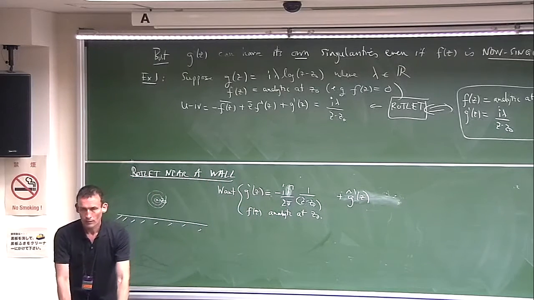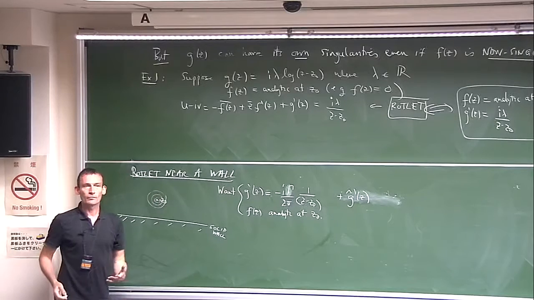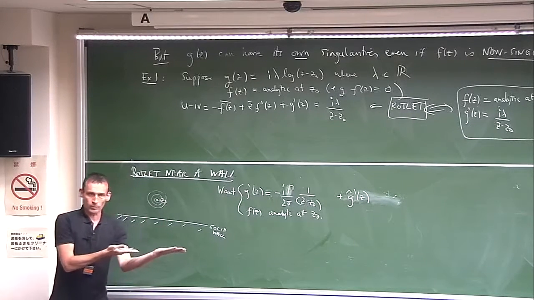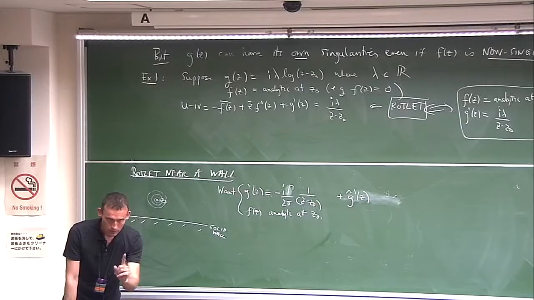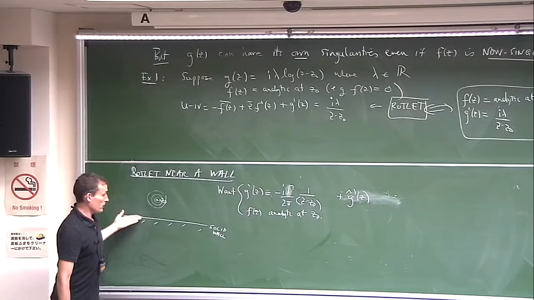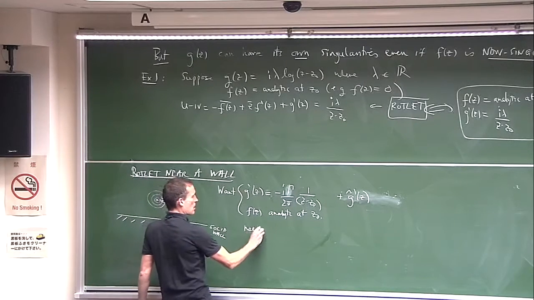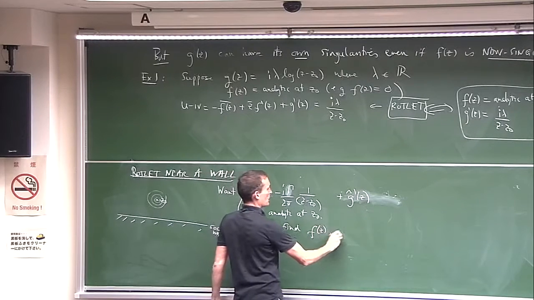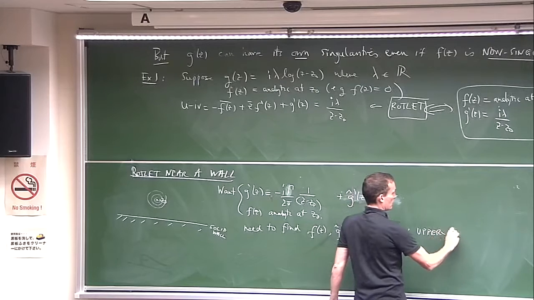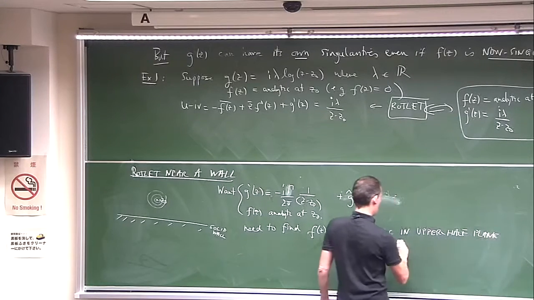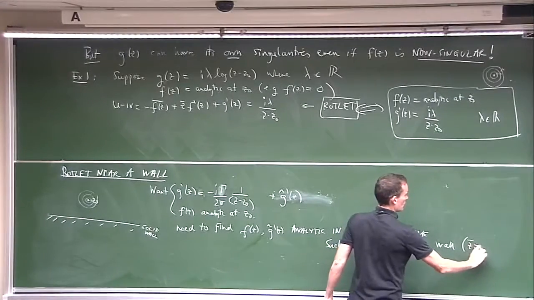But what's the boundary condition? This is a solid wall. Well, remember, if this was a point vortex problem in ideal flow, we just insist that there's no flow through the wall. But it's a viscous fluid now, which means it's an impermeable wall, so there's still no flow through it, but it's also no slip. So we need to find f of z, g hat prime of z, analytic in upper half plane, such that u minus iv equals zero on the wall. That's our problem.